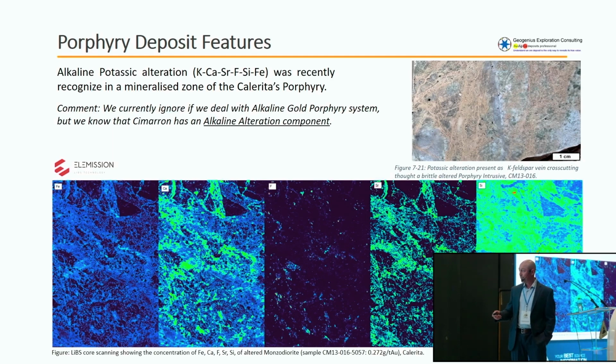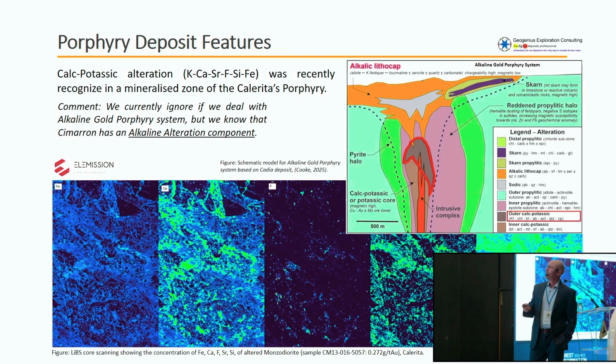I should have put the potassium, but there's not enough space. But you can see we have calcium, fluorine, potassic alteration. That's weird. That's not typical of a porphyry, of a copper porphyry. And if we look at the model of David Cooke, it would be in the upper part.